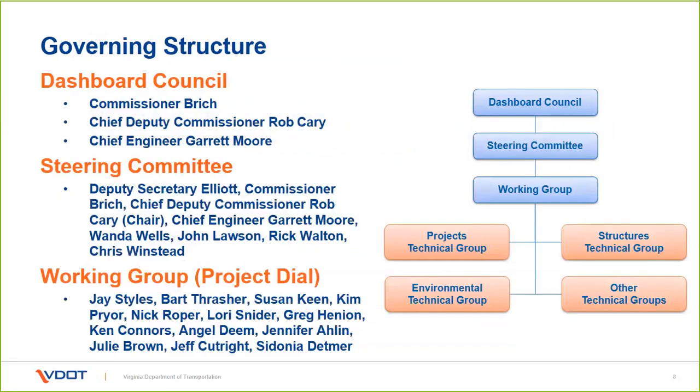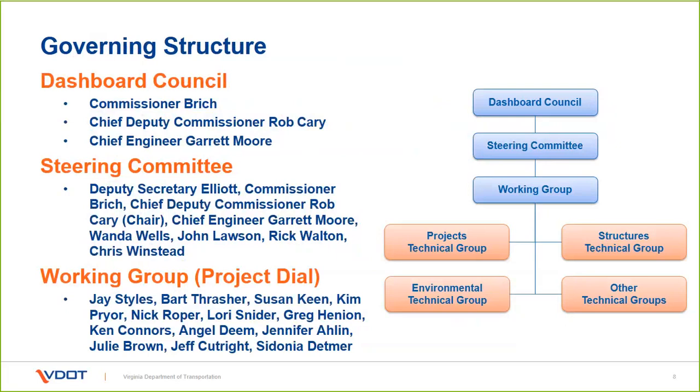Just a little bit of information about the governing structure for the dashboard and this project, just for your background. So our dashboard is governed by the dashboard council, which consists of the top 3 people in the department: our commissioner, our chief deputy commissioner, and our chief engineer. If we have to do any changes on the dashboard, they're the ones that make the decisions on that. So it's done at the highest levels.